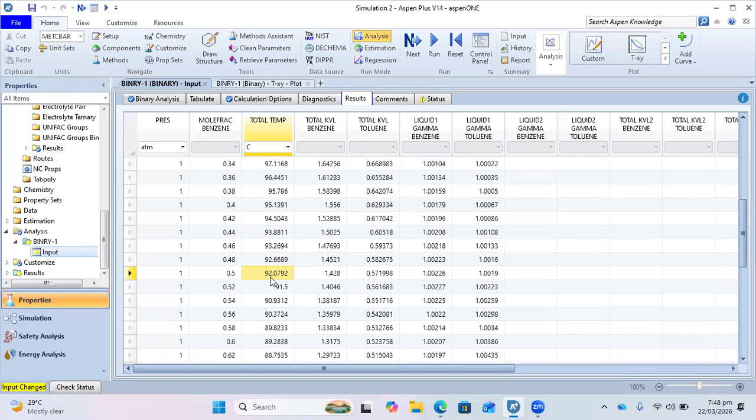Please, is that okay? Okay, that's fine. So we'll be using 92.0792, approximately 92.08. So that's what we'll be working with.